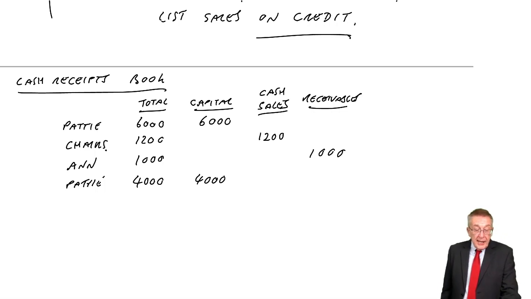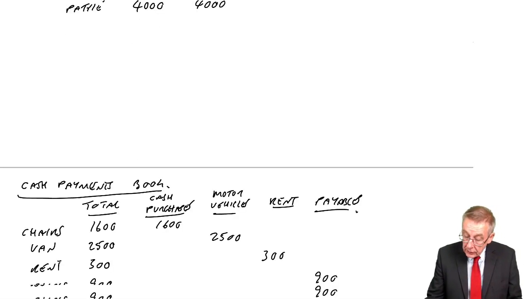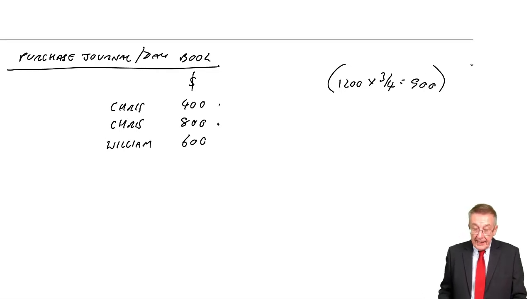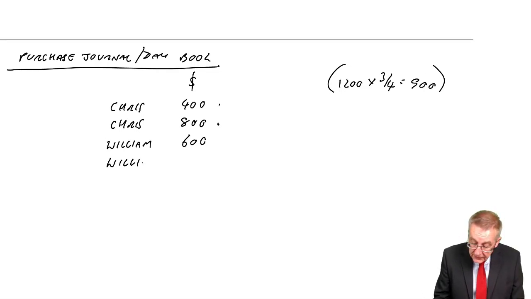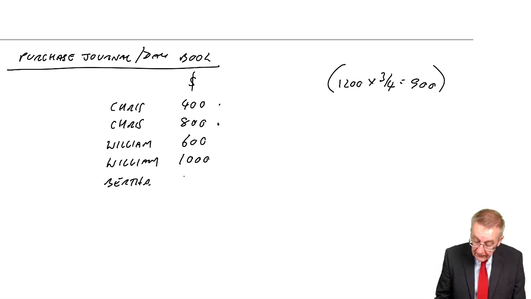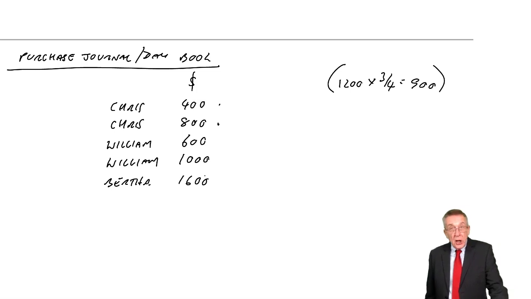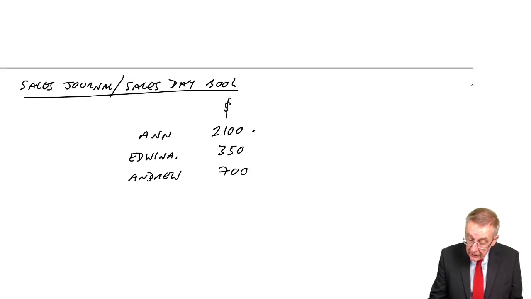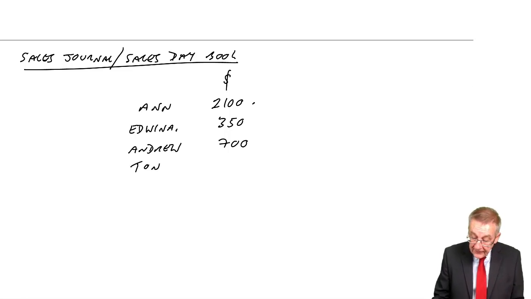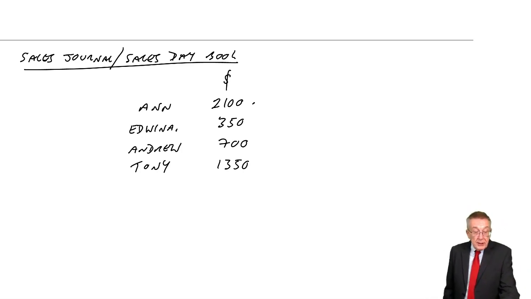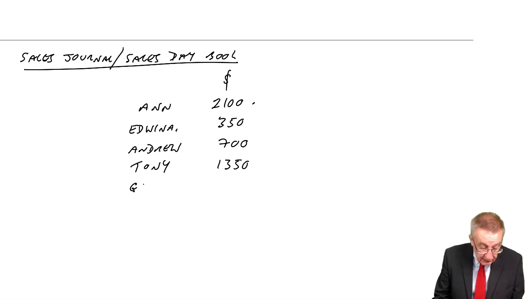O, chairs were purchased on credit from William and from Bertha. So if we buy on credit, it's the purchase journal or day book. William 1,000. Bertha 1,600. P, chairs were sold on credit to Tony, so sales on credit go in the sales journal or day book. Tony 1,350. And Q, chairs were sold to George, again on credit. 2,100.